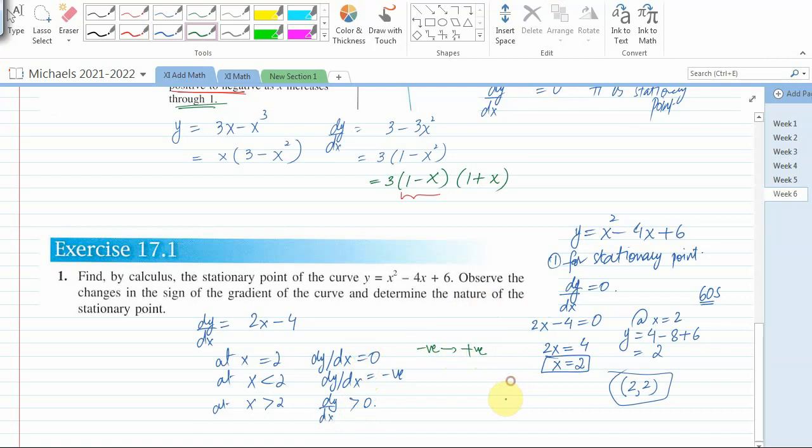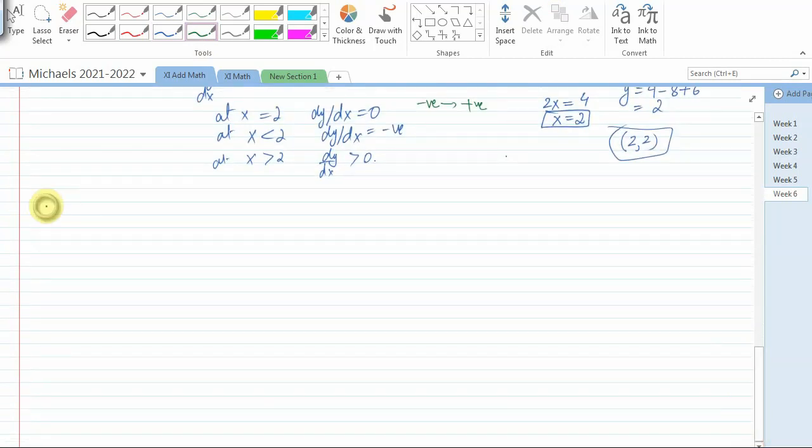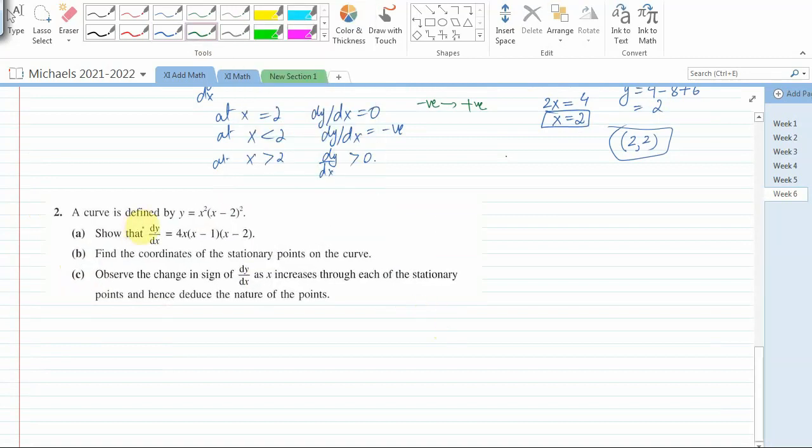Alright, so moving on towards the next question. Question number 2. It says that a curve is defined by y equals x squared times (x minus 2) whole squared. Show that dy by dx equals 4x times (x minus 1) times (x minus 2).